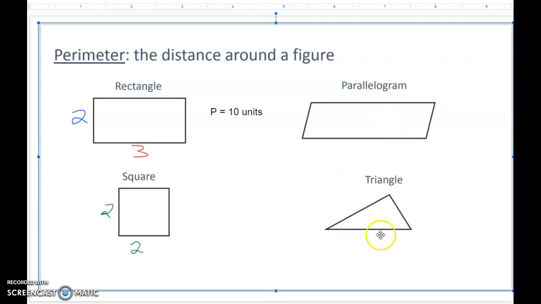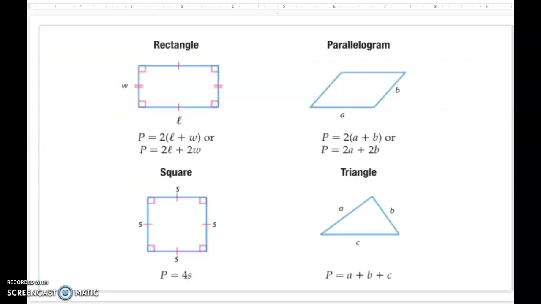And then for any shape that you have, again, it's just adding up the edges. These don't have numbers, so obviously a triangle would just be this side plus this side plus this side, and then a parallelogram is really similar to the rectangle. So let's see if we can find a shorter way to write this.